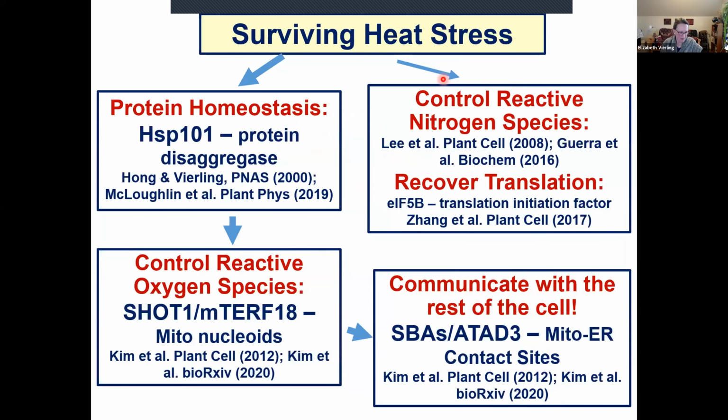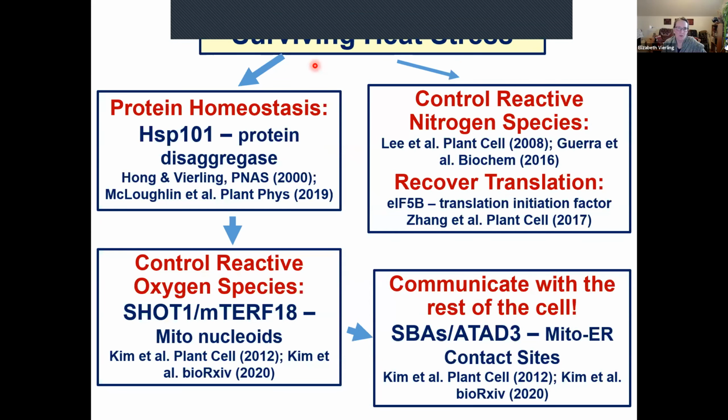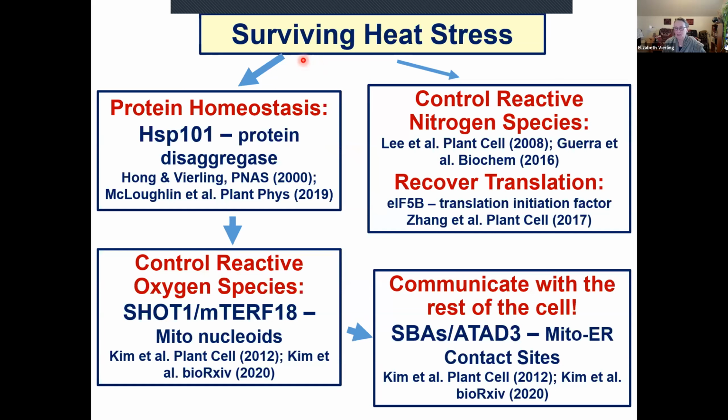So then just to summarize everything overall, I've tried to show you that from our genetic analysis, we see that surviving heat stress or acclimating to high temperature stress involves protein homeostasis, this molecular chaperone HSP101, which is a protein disaggregase, that it involves the control of reactive oxygen species and the control of reactive nitrogen species and the ability to recover translation after heat stress. And then it's been studies of the control of reactive oxygen species and this interaction between HSP101 and SHOT1 that's led us to uncover the importance of SBAs in communicating potentially with the rest of the cell and also signaling to the nucleus, resulting in survival of heat stress.